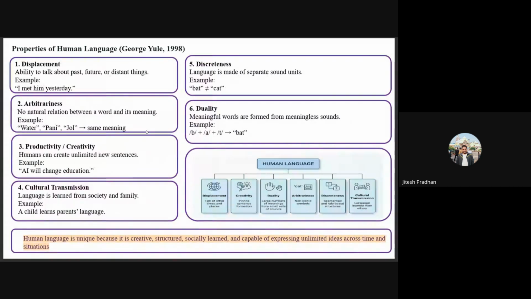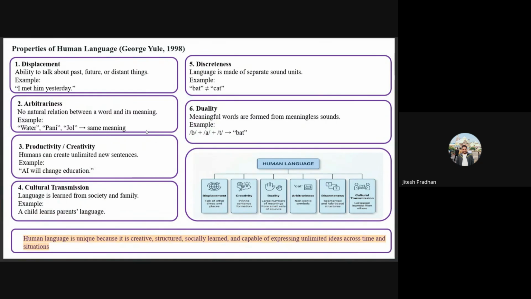Now, properties of human languages. There are 6 basic properties of human language. First one is displacement. What is displacement? Displacement is moving something to another place, and it gives you the smallest distance. In case of human language, displacement means we can talk about past, future, and current scenarios. We can discuss, write, or describe our language in terms of tense. So the ability to talk about past, future, or distant things is called displacement.